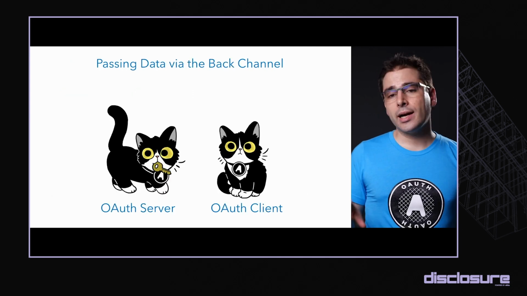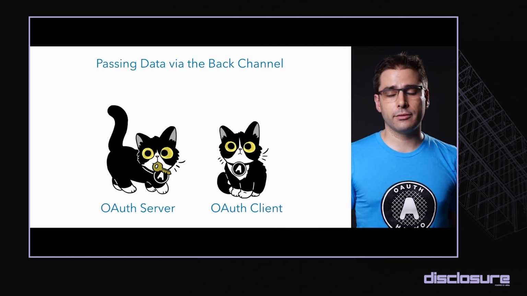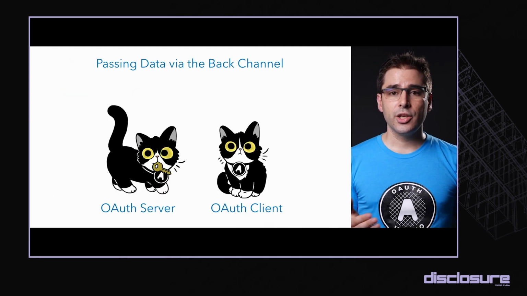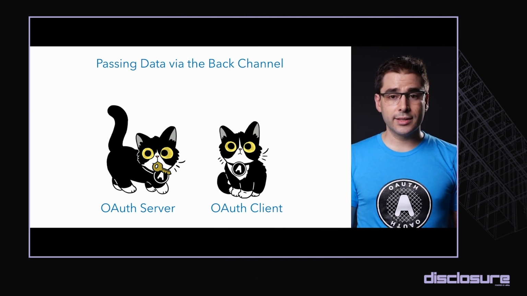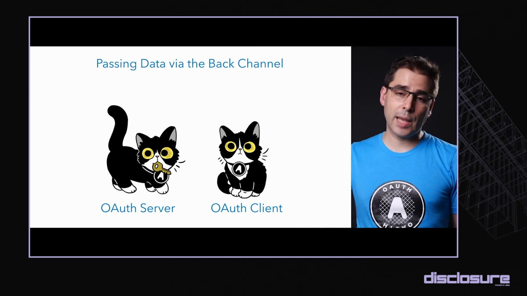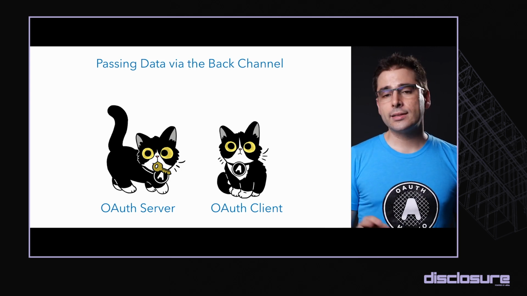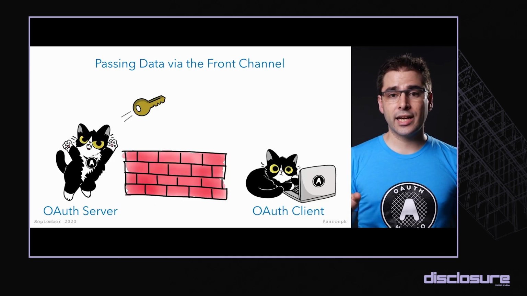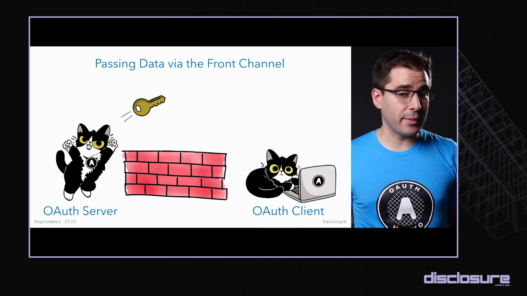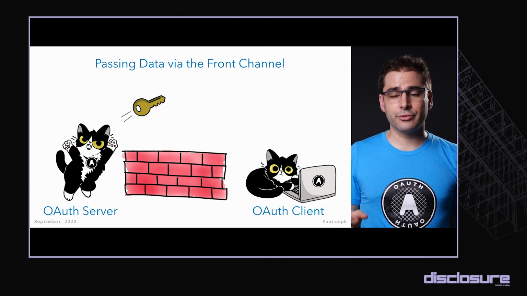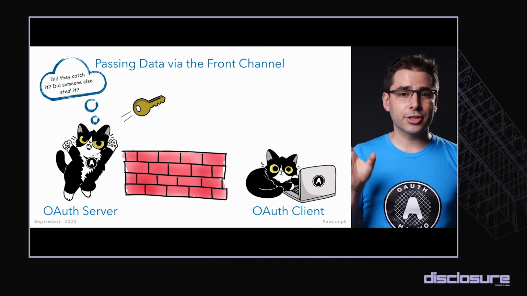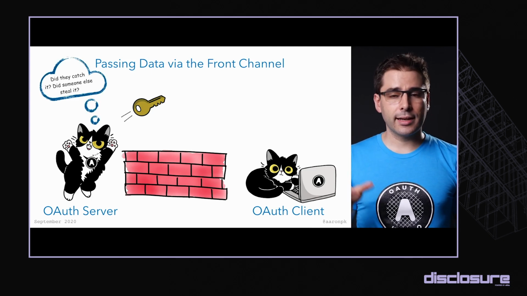So I like to think of the back channel as hand delivering a message, where you can walk up to somebody, you can give them a thing, you can see them, you know who they are, you can see they took it, and you can see that nobody else came in and stole it along the way. Whereas sending data via the front channel is more like just throwing it over the wall and hoping it makes it. And this is actually really important because anytime you send data in the front channel, the sender can never actually really be sure that the data made it.